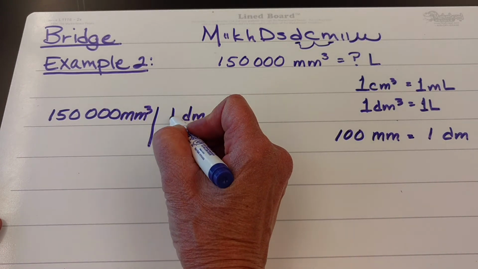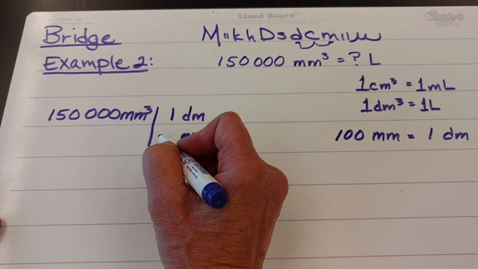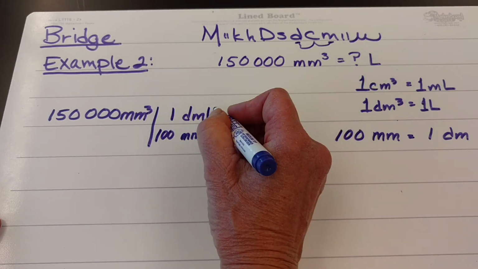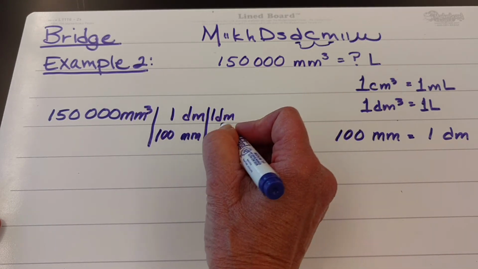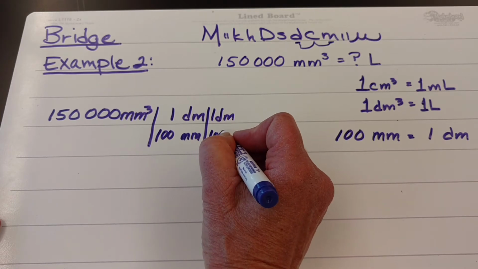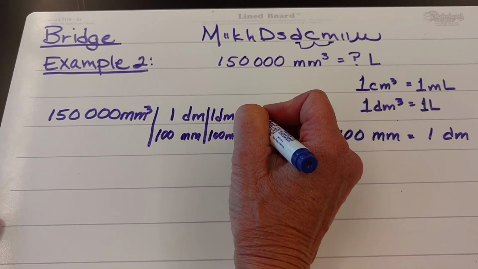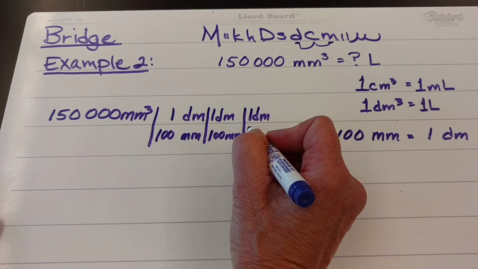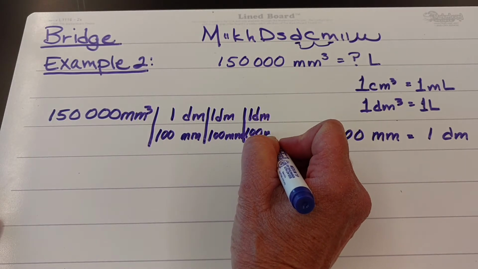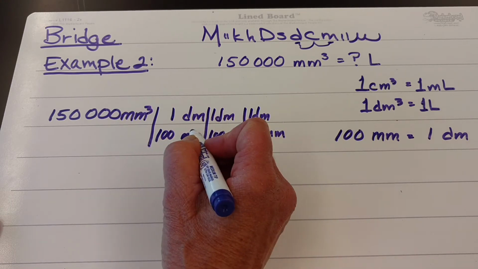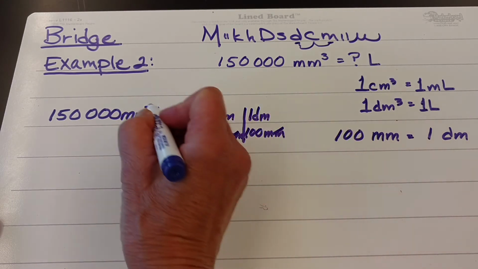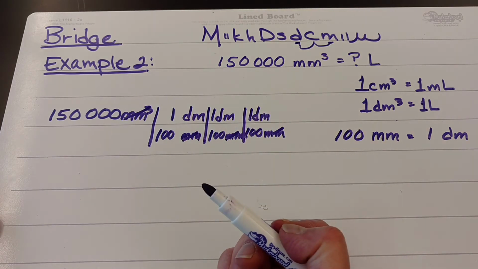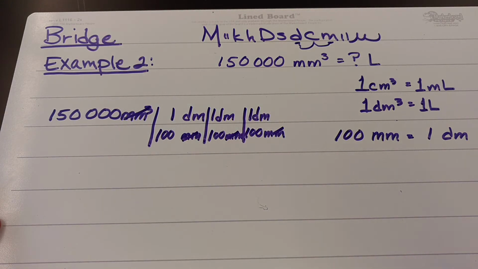So we know that decimeters, 1 decimeter equals 100 millimeters. So we'll write that in. We'll repeat this conversion 3 times, which will allow us to cancel out the millimeters cubed, which are the given units. And that will put us in decimeters cubed, which means that now we can go to the bridge.